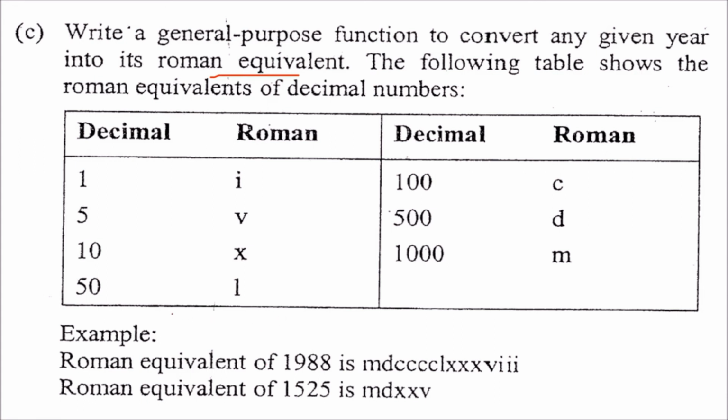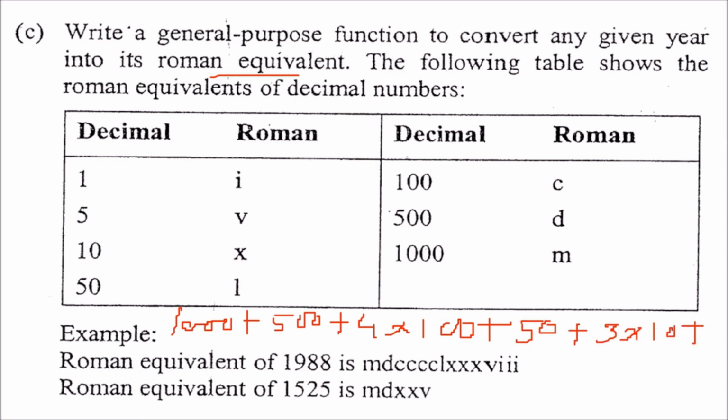1988 I can write as 1000 plus 500 plus 4 into 100 plus 50 plus 3 into 10, plus now we have 8. This number is exactly like this. Why have I written it like this? Because I have some Roman numbers which are related to these decimal values.